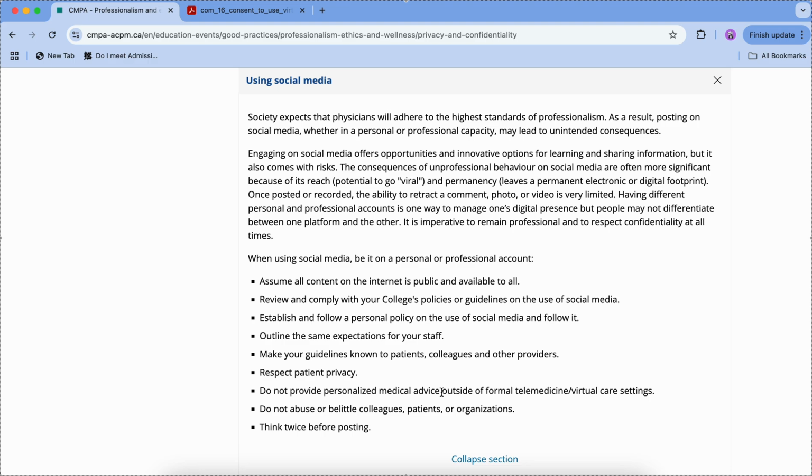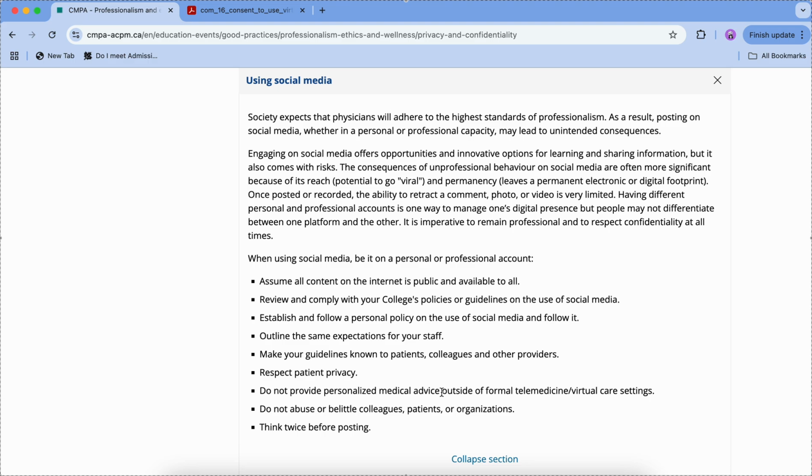Having different personal and professional accounts is one way to manage one's digital presence, but people may not differentiate between one platform and another. It is imperative to remain professional and respect confidentiality at all times. I think this is the question: how much social media you use, how much information you share, what kind of things you share, because whatever you share stays there, and anyone who is being cared for by you as a professional will definitely be seeing that. And if things go viral, it will be a judgment call on who thinks this way. So I think vigilance on social media is very important.